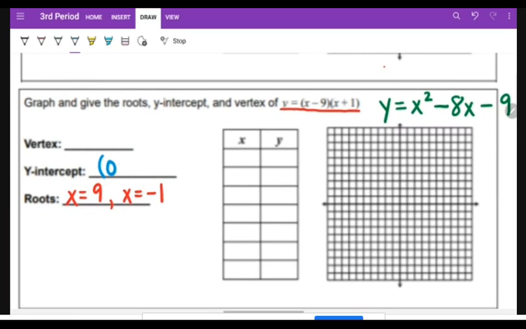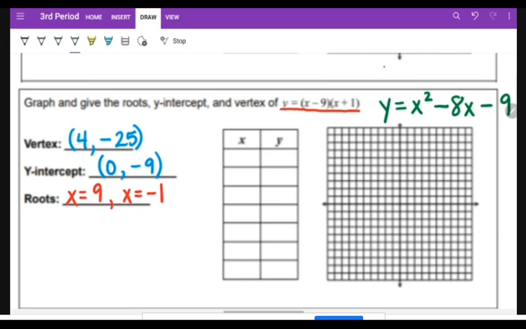Our y-intercept is 0, negative 9. That just comes from our C value. And the vertex is negative B over 2A. So that's negative 8, which will be positive 8, over 2A, 2 times 1. So we get positive 4. And then to find the y value of our vertex, you take that positive 4, you plug it back into your equation, and that will give you the y value.